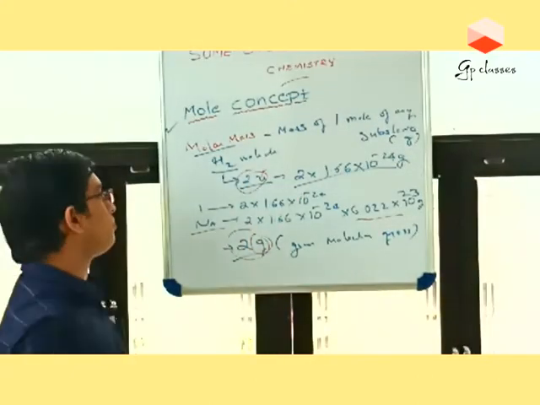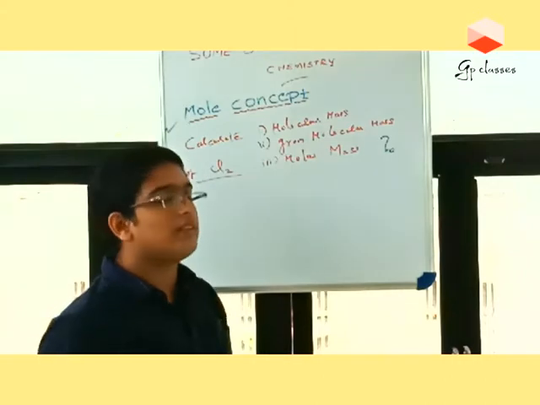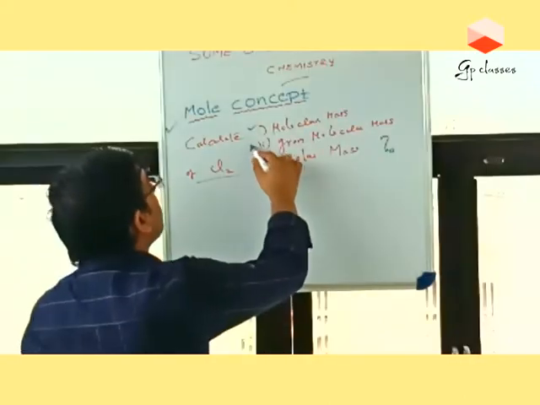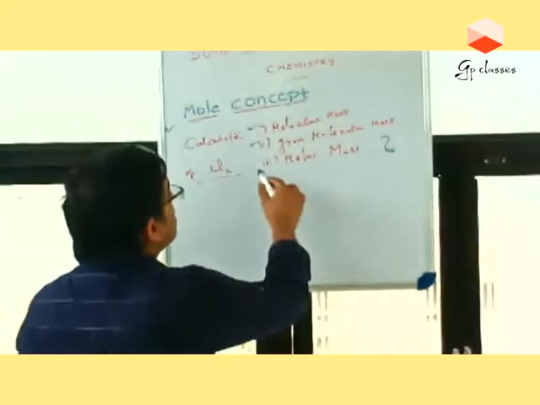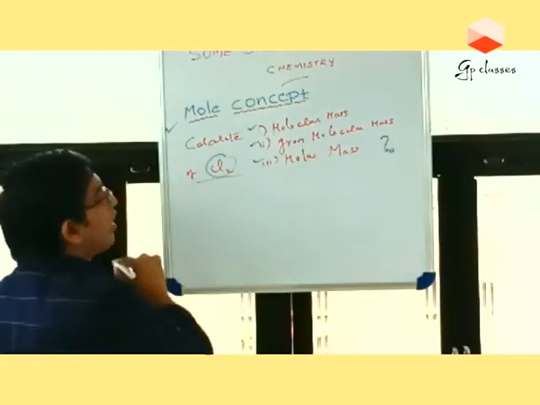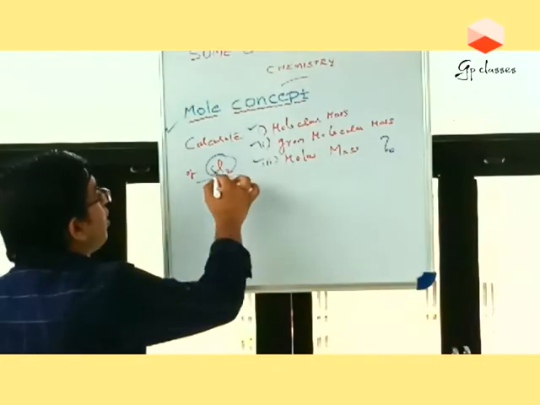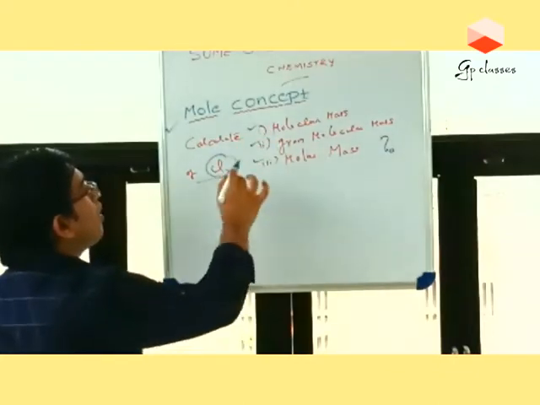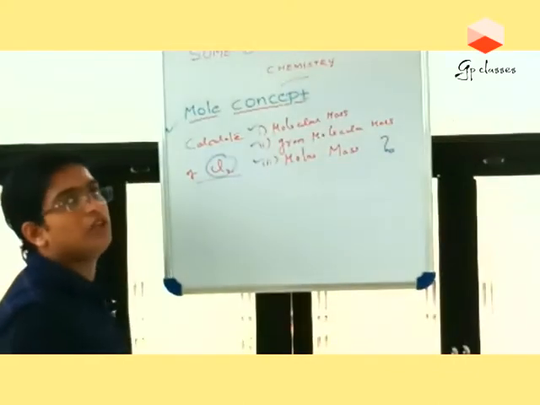Okay. Now let us look at a question. The question is to calculate, first of all, the molecular mass. The second part is the gram molecular mass. The third part is the molar mass of chlorine, a diatomic molecule. We are calculating the molecular mass, gram molecular mass, and molar mass of the Cl2 molecule.